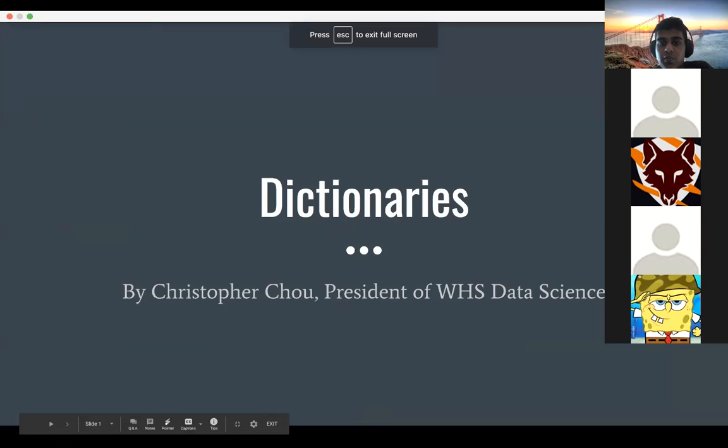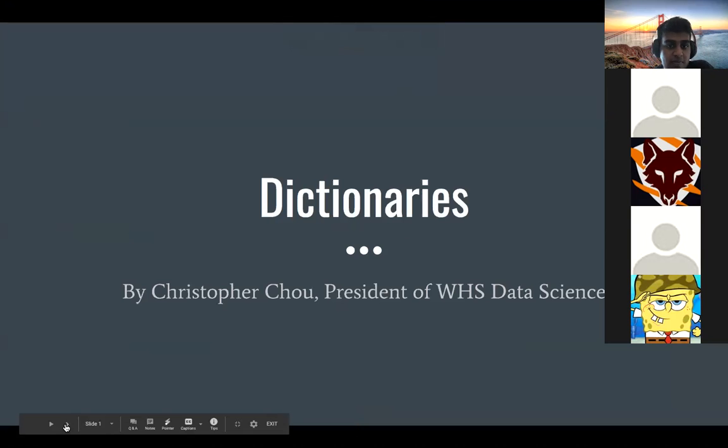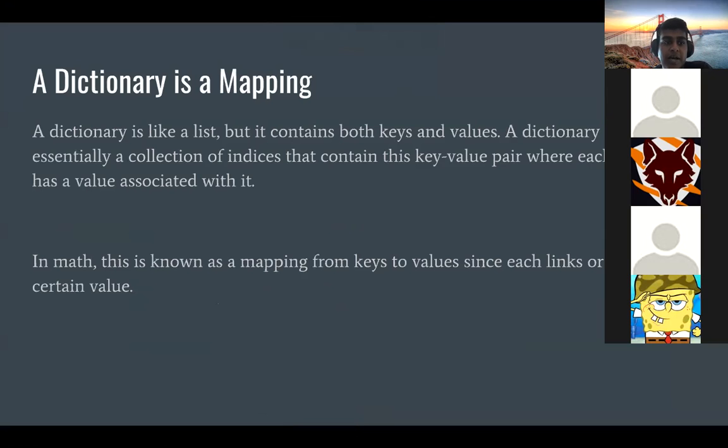So dictionaries. What are dictionaries? Dictionaries are like maps. A dictionary is like a list, but it contains both keys and values. A dictionary is just a collection of indices that contain key value pairs, where each index also has a value associated with it. In math, this is known as mapping from keys to values, since each key links or maps to a certain value. So basically what that means is there's a name associated with the value.